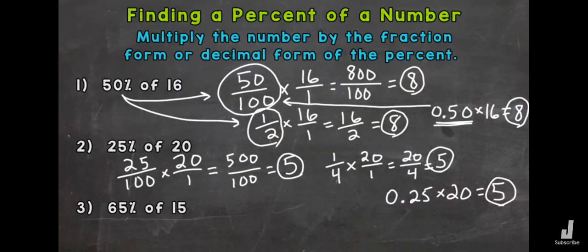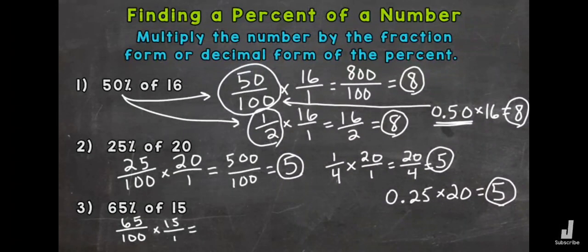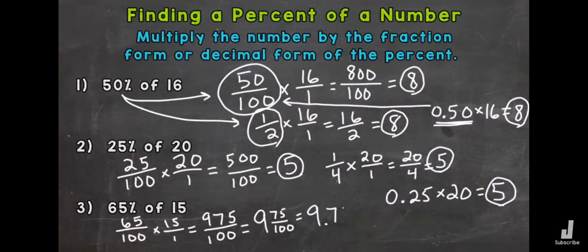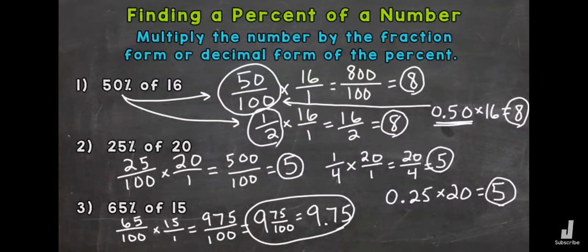And lastly, number 3, 65% of 15. So in order to put a percent to fractional form, we put it over 100, multiply it by 15. We can go straight across, which we get 975 over 100. So we need to convert out of that improper fraction. So how many whole groups of 100 out of 975? Well, 9. We have 75 left over out of 100. So 9 and 75 hundredths, I'll put it in decimal form as well, 9 and 75 hundredths. Or we can multiply by the decimal form of 65%, which would be 65 hundredths times 15. Multiply it out, and we're going to get the same thing, 9 and 75 hundredths.